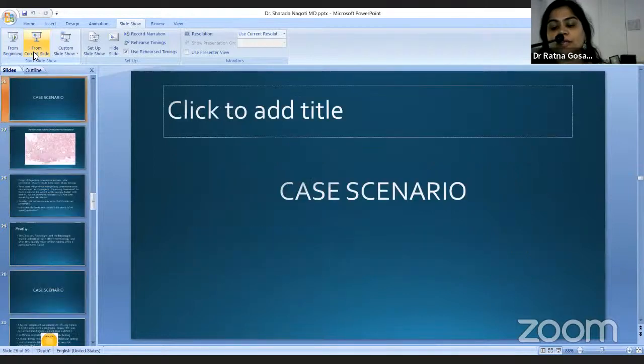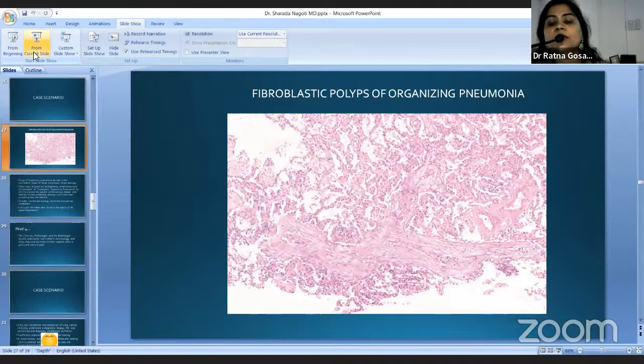So going to the next case scenario. This is a 55-year-old patient with a history of some infection, and this is what the biopsy showed. So what is this finding?